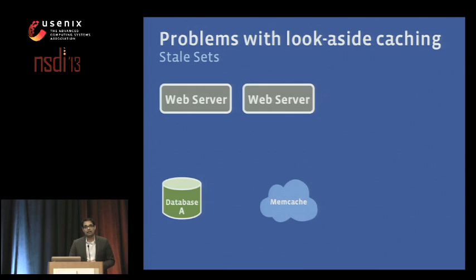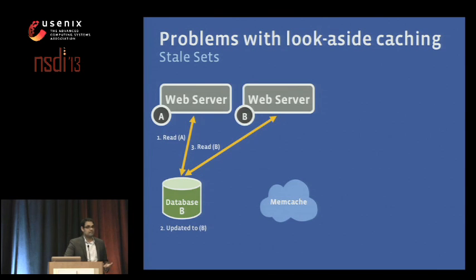Now, one of the problems with look-aside caching is stale sets. So let's take an example with 2 web servers and a database and some caching again. A web server reads a value A out of the database and stores it in its local memory. The database gets updated to B by another client externally. Another web server reads the value B. And then that web server is able to set it in, because it's on top of its game and is able to go forward.